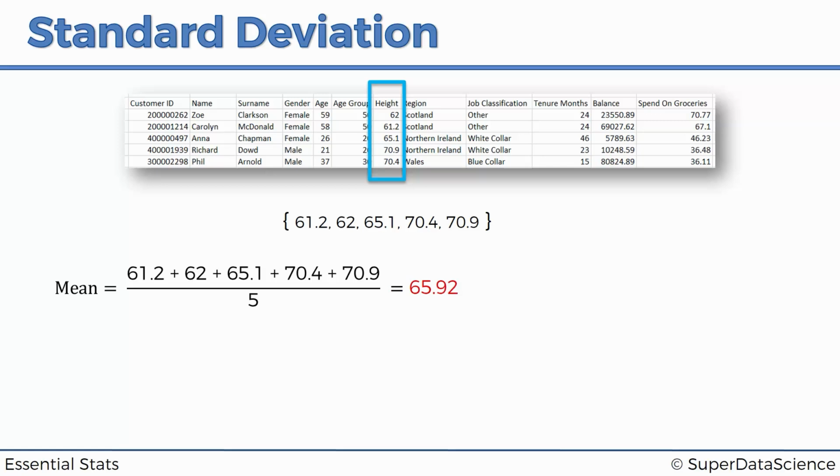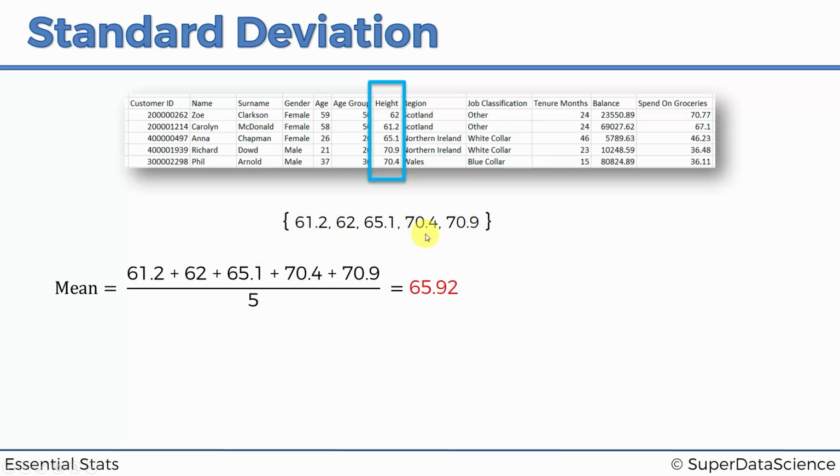Are they very close together, or are they quite sparse? Are they quite far apart from this mean? And that's why we need a measure of spread. A very trivial measure of spread that we could introduce is the range. We could just say, okay, what's 70.9 maximum minus 61.2? What's maximum minus minimum? And that would give us the range.